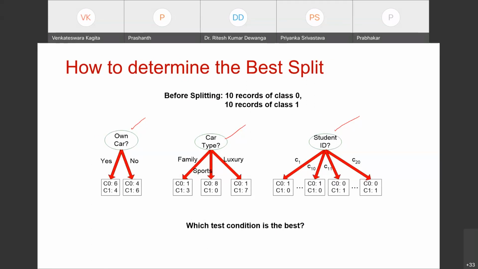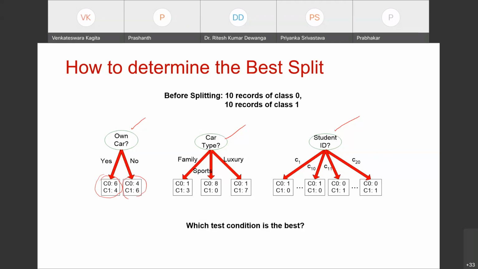Now the question is, which test condition is the best? Student ID, car type, or won car? Let's see. If I split based on won car, it takes 2 values, yes or no. If I split based on it, at this node I get 6 instances of class 0 and 4 instances of class 1, and at this node I get 4 instances of class 0 and 6 instances of class 1.